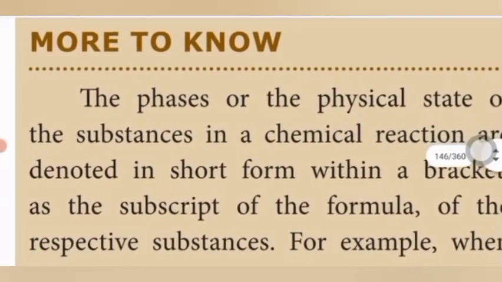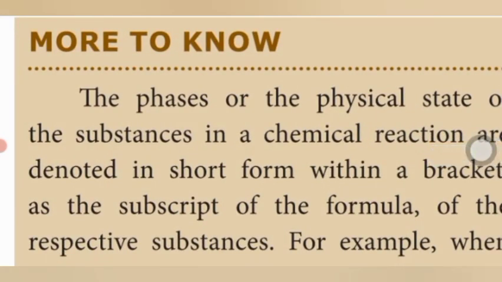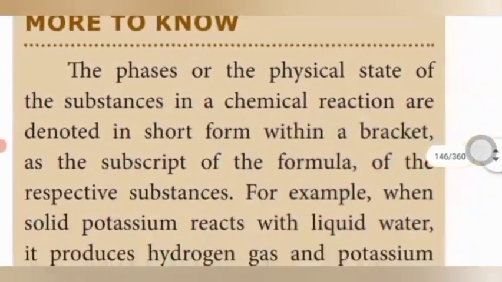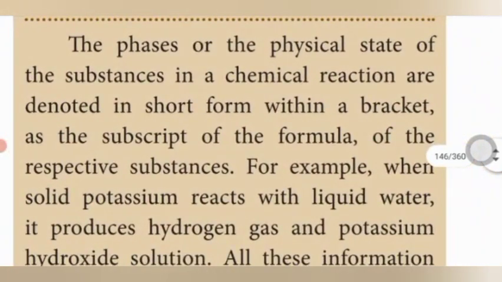Let's move on. More to know. The phases or physical states of the substances in a chemical reaction are denoted in a short form within a bracket, as the subscript of the formula of the respective substance. Each and every reactant has some physical state. These physical states are denoted by a short form in a bracket as the subscript of the respective substance.